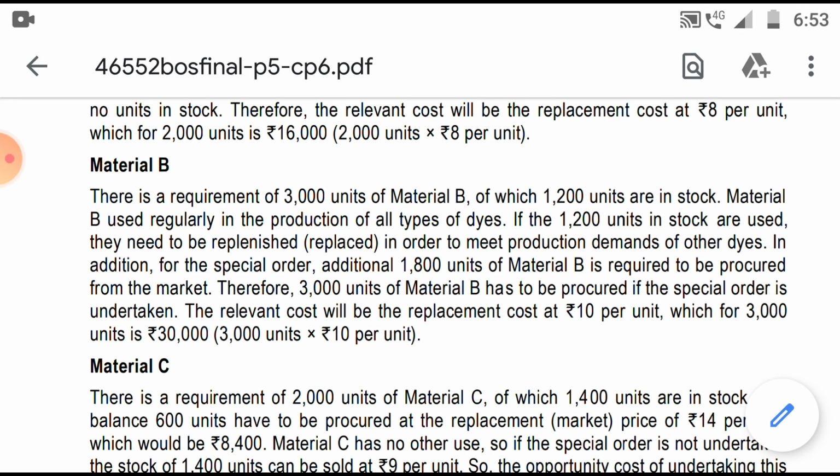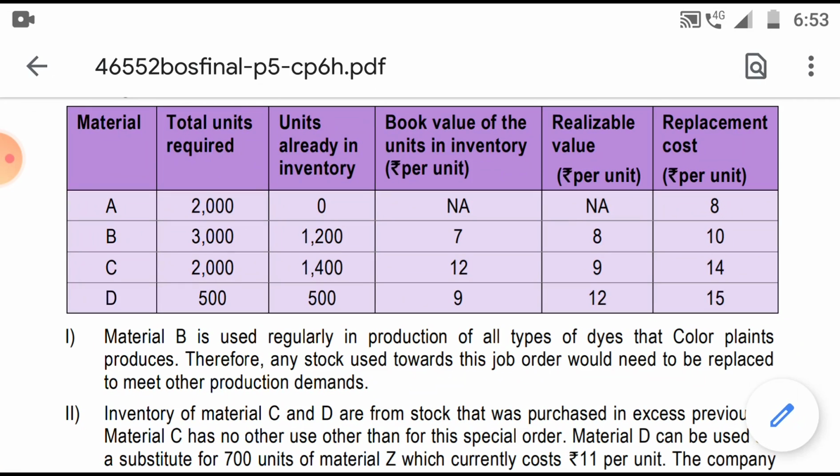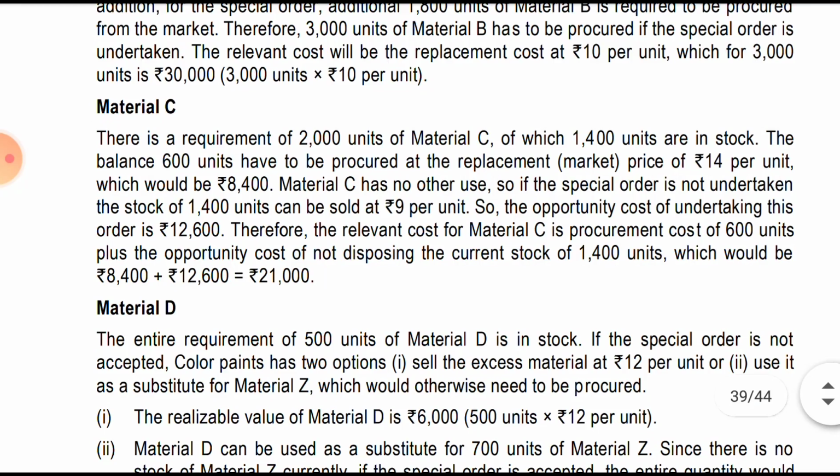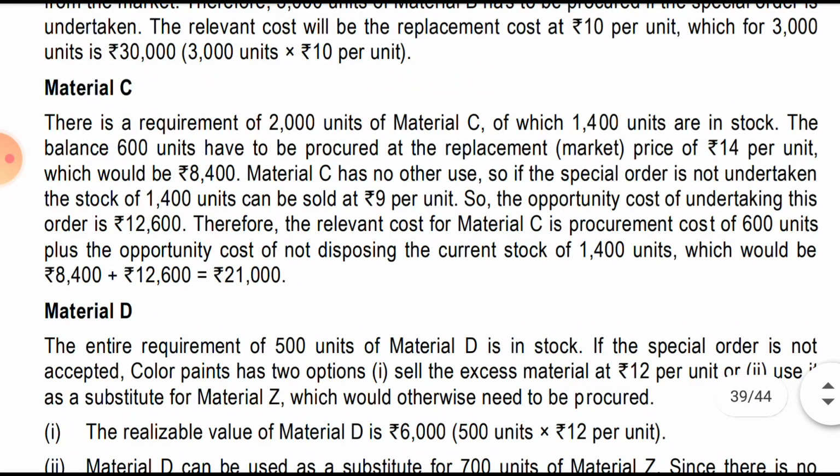For 3000 units, this will amount to 30,000. So as I said in the explanation, if a material is a regular material, we have to directly multiply the quantity required with the replacement cost. Then for C, there is a requirement of 2000 units of material C, of which 1400 are in stock. The balance 600 have to be procured at the replacement price, that is the market price per unit, which could be 8400.